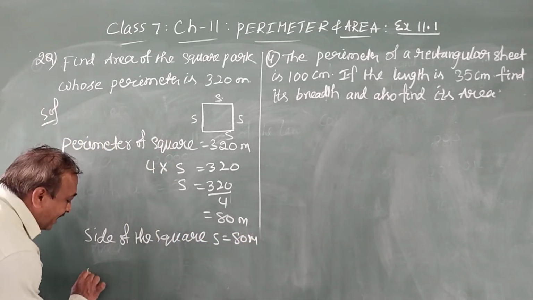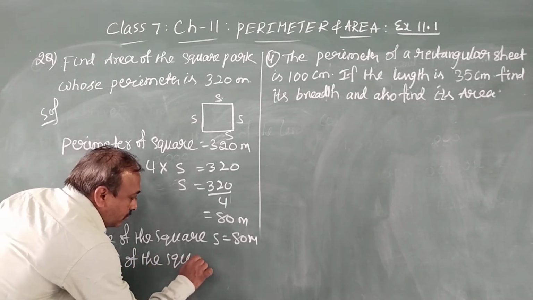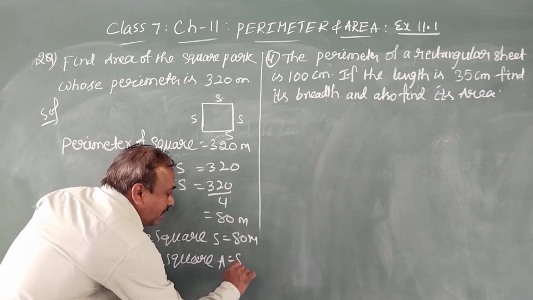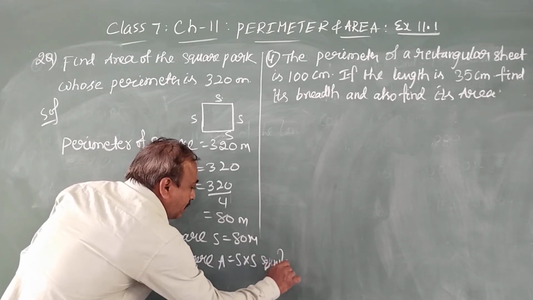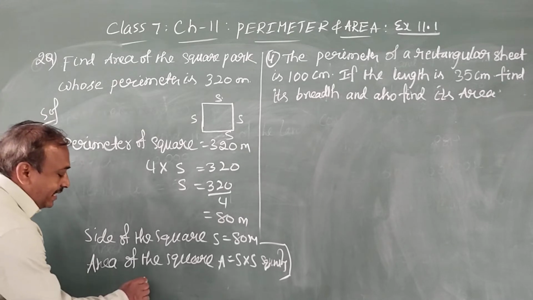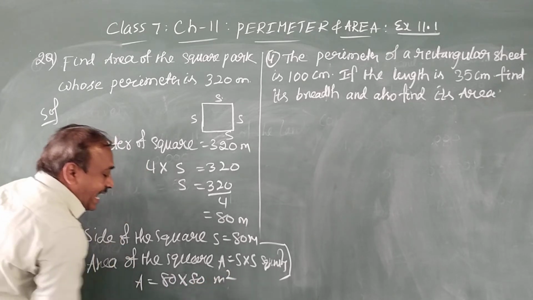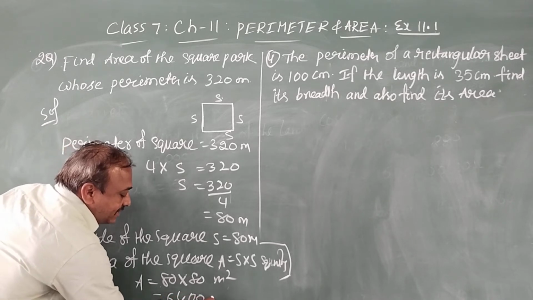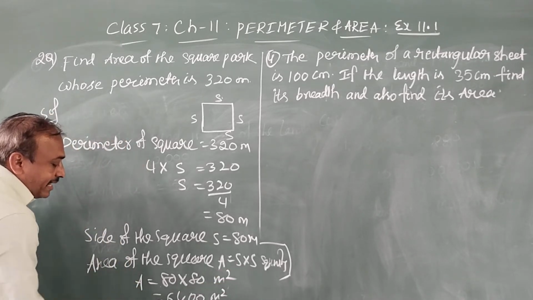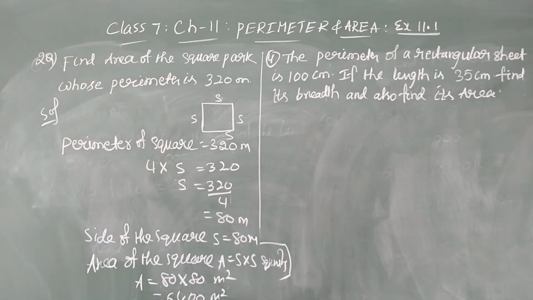Now we need to find the area of the square. So A is equal to s into s square units. Area A is equal to side into side. So 80 into 80 meters square, as units are in meters. 8 8s are 64 and besides that 0. So the area of the square is 6400 meter square.